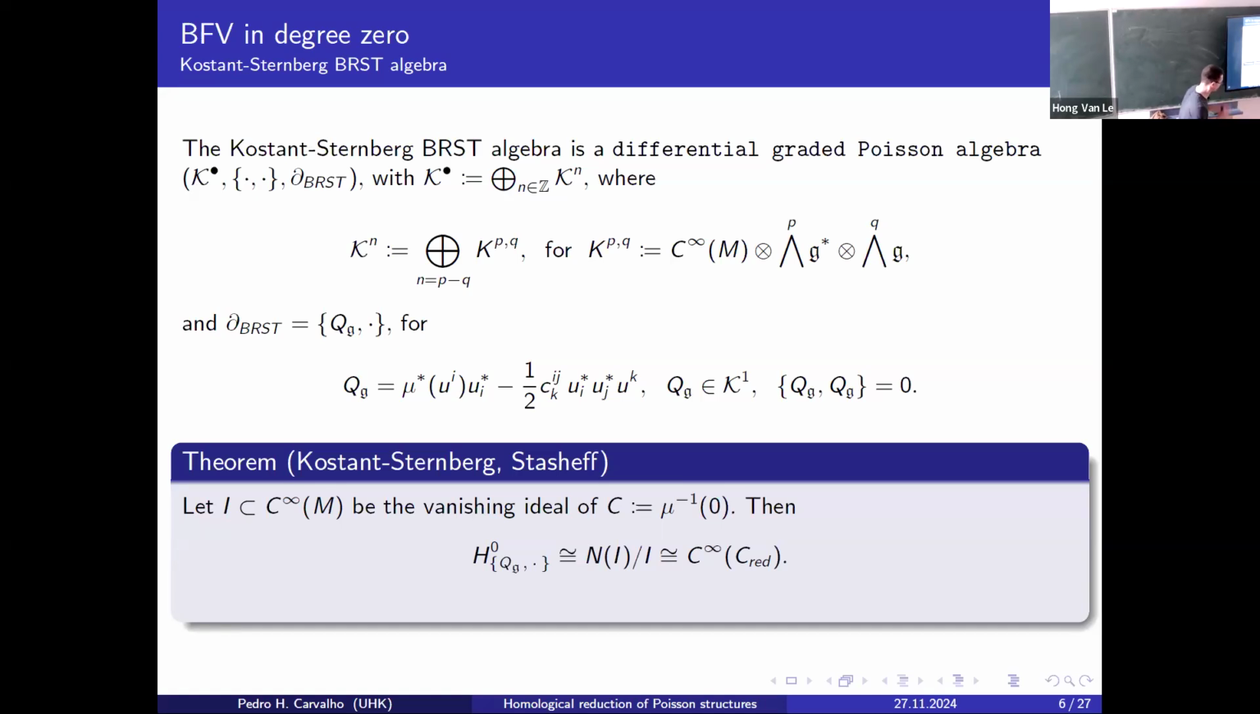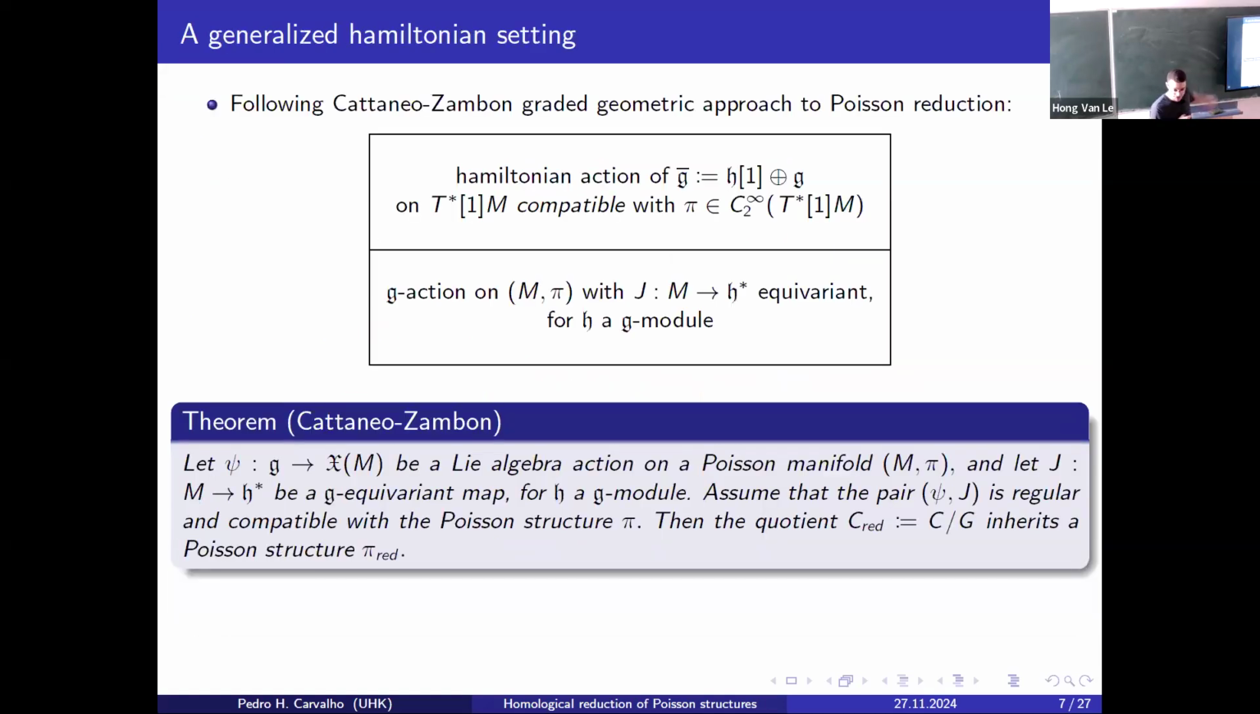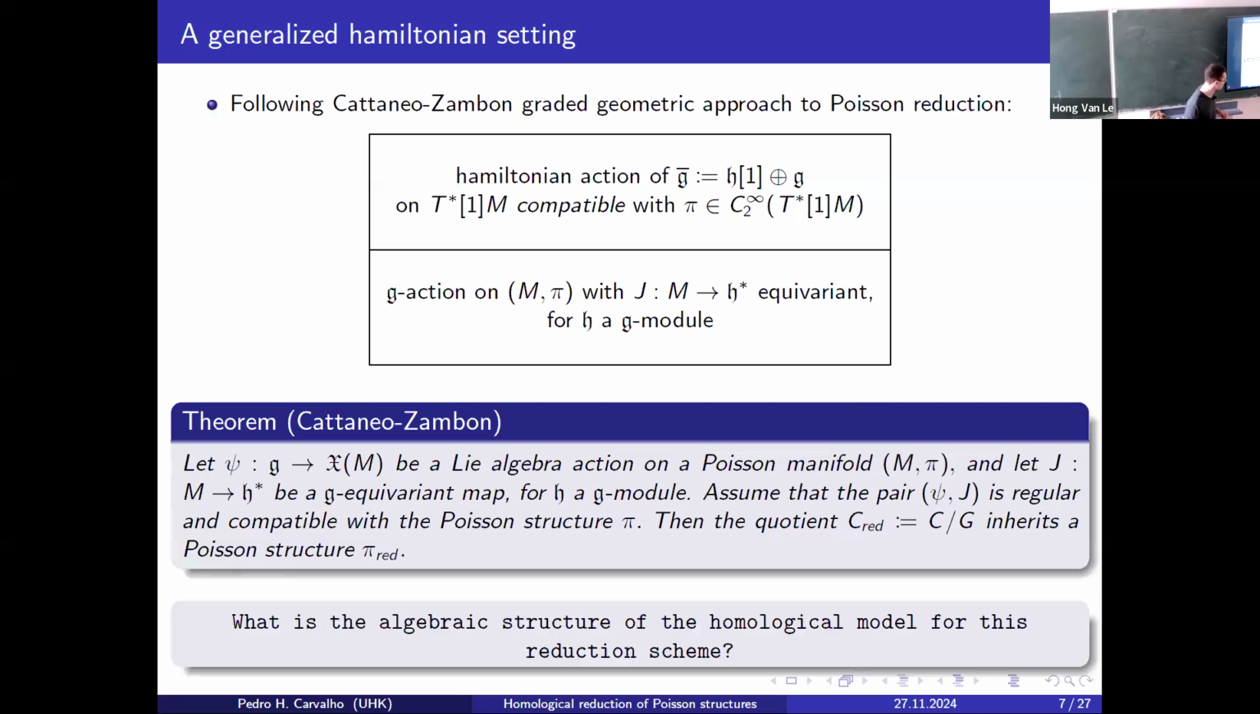Okay, so good. So I made my point regarding this construction. I will come back to that slide and explain exactly how this appears. This is what comes next. But just to say that there are more general Poisson reduction theorems, and it makes sense to ask what's the algebraic structure of the homological model or this type of reduction scheme. Okay, so there is something more general that I will explain how it appears and what are the features of this type of thing here.